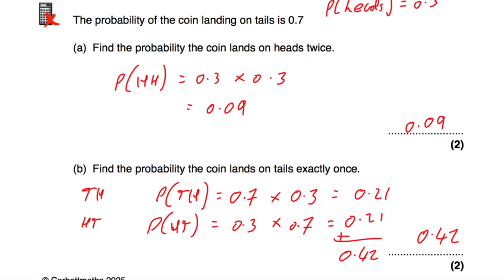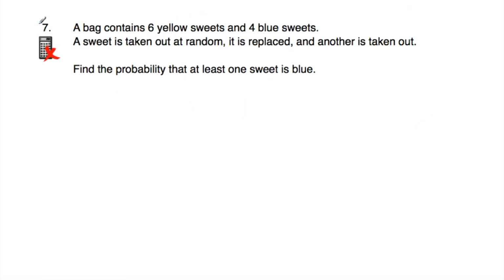Okay, let's have a look at our next question, question number 7. So question number 7 says a bag contains 6 yellow sweets and 4 blue sweets, and a sweet is taken out at random, it's looked at and then it's replaced, and then another one is taken out. So it's taken out, looked at, and then put back in, and another one's taken out. Because the sweet is replaced, whenever that second sweet's taken out, there's still going to be 6 yellow and 4 blue.